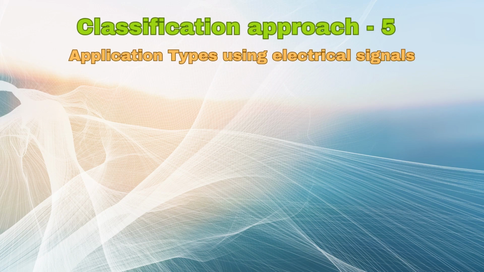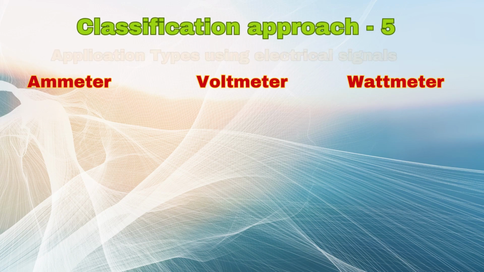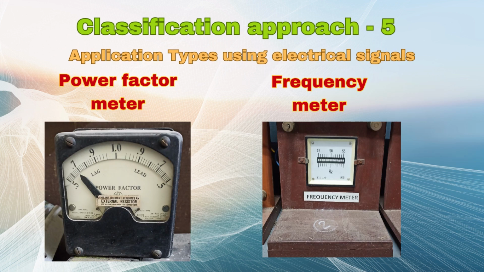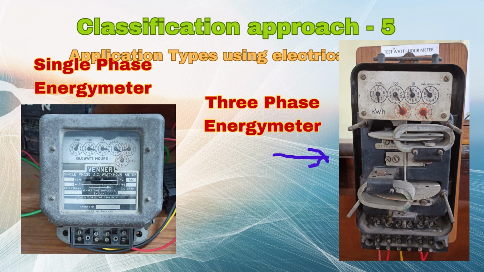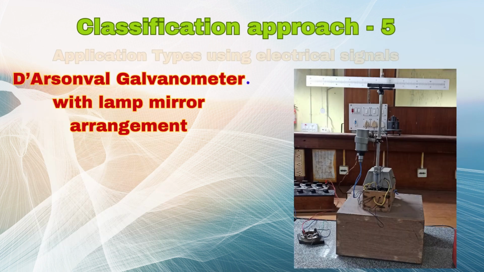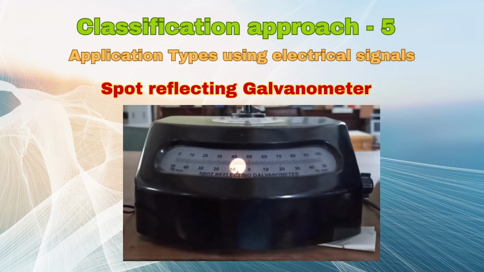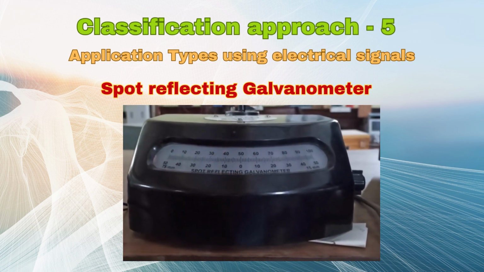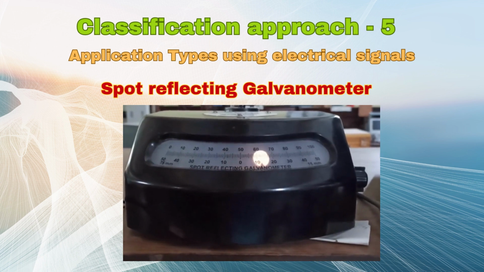The fifth classification is simply the varieties of applications where different instruments are employed. For example, ammeter, voltmeter, etc. used in single-phase or three-phase applications. A d'Arsonval galvanometer with an illuminated spot moving over a scale is a special type, obviously.